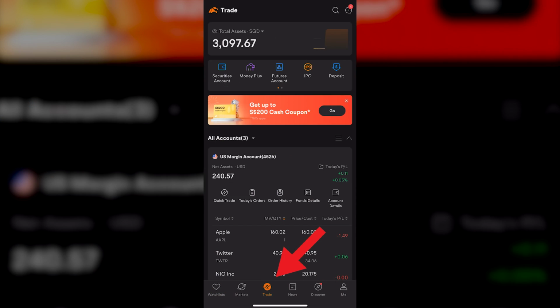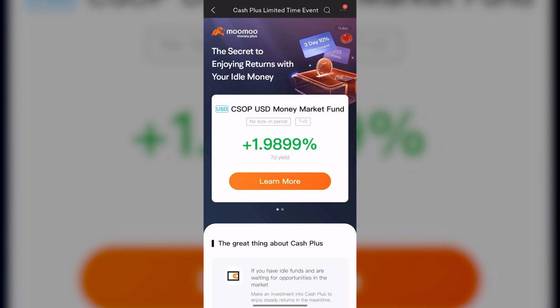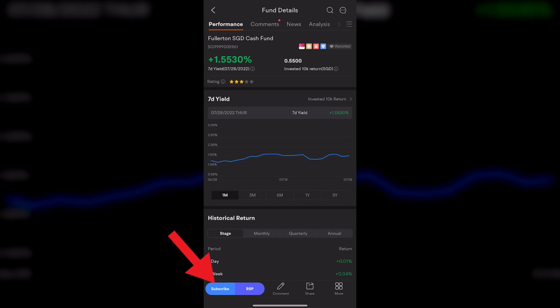Okay, here's a super quick tutorial on how to use Moomoo Cash Plus. In the app, go to Trade, Money Plus, then tap on Cash Plus. Choose the fund that you want to invest in. For example, I'll go for Fullerton Cash Fund. Tap Learn More, then tap Subscribe.